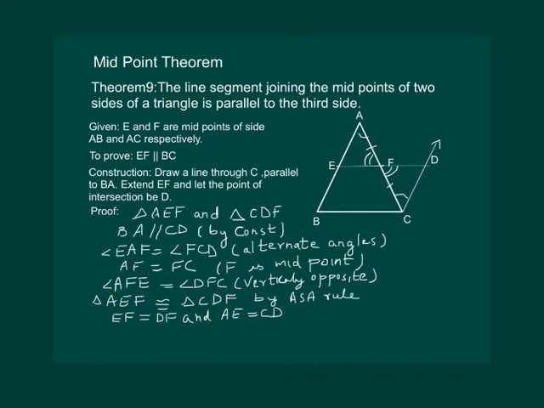So by CPCT, EF is equal to FD and AE is equal to CD. But we already know that E is the midpoint and AE is also equal to BE. So we can write that AE equal to CD and BE, which is also by CPCT.